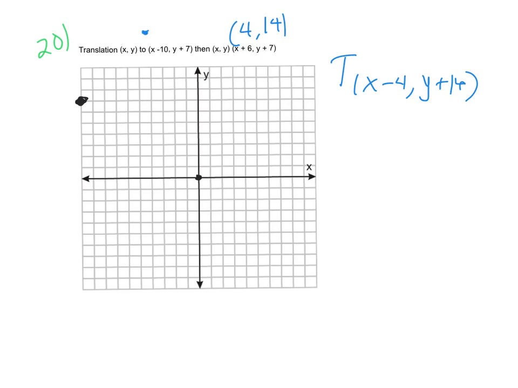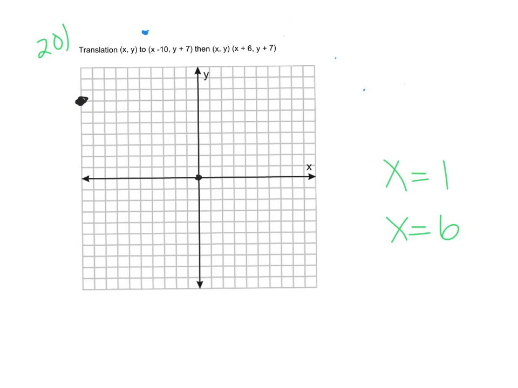21 says, I want a translation to reflect over x equals 1. So I'm going to reflect over x equals 1, and then reflect over x equals 6. And we'll see what that single transformation would be. All right, I'm going to erase that stuff a second so I can start something new, get rid of my points.